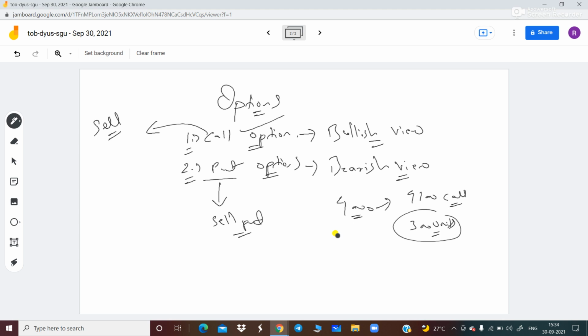Different stocks have different strike prices. Like in Nifty, there is a difference of 50 in its strike prices. In Bank Nifty we have a 100 points difference. So different stocks also have different differences in their strike prices. We'll discuss these things in our next chapter.